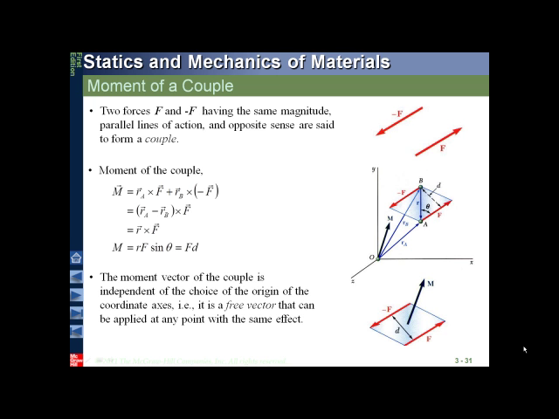In two dimensions, the whole idea of cross products can be used, but it's not really needed, because in two dimensions what we are interested in is not so much the direction of the moment, but the magnitude of the moment. And in that case, in two dimensions, this just breaks down to force times distance r.